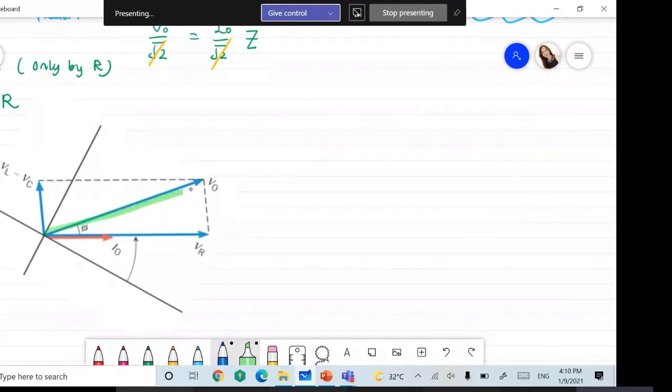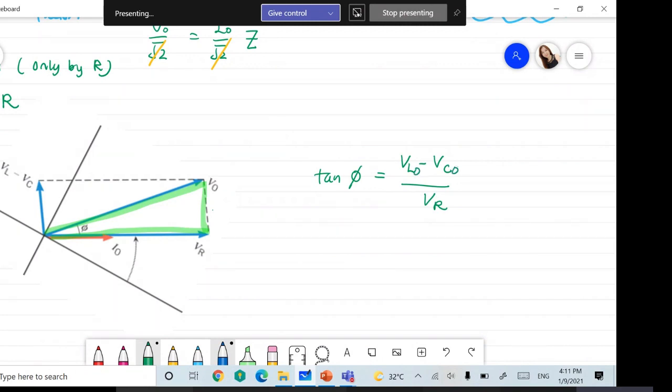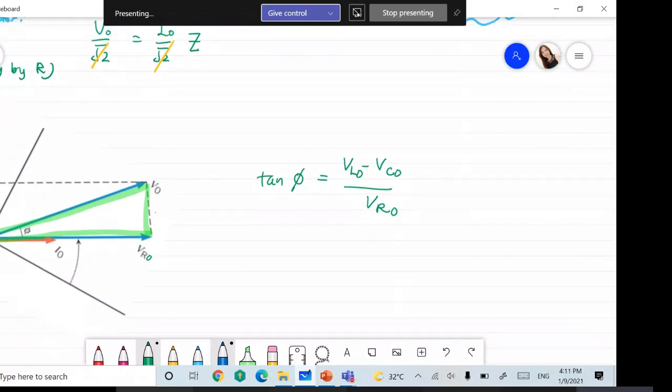I refer to this triangle. Tangent is equal to opposite divided by adjacent. Opposite is VL minus VC, right? Adjacent is VR. This is the maximum, so VL naught, VC naught, and VR naught. The length here is the maximum value across the resistor.